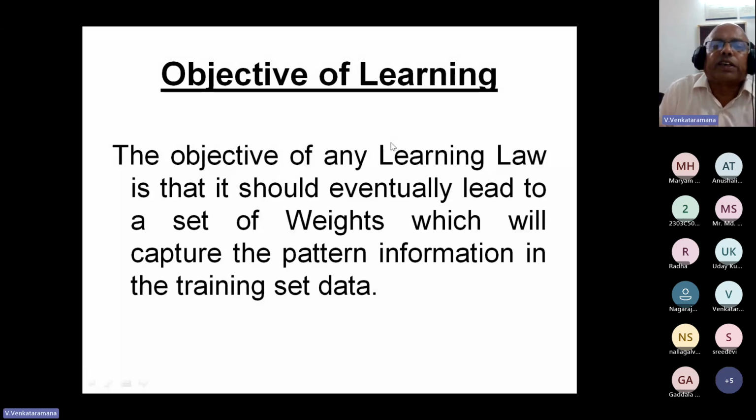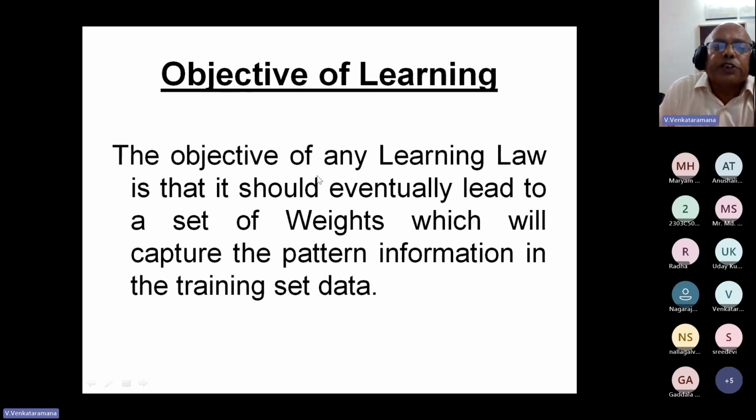Then, in one sentence, what is the objective of the learning law? A learning law may be supervised or unsupervised. In the supervised case we have seen three types, and in the unsupervised, two types. Whatever it may be, we are computing the change in the weight expression. What is the need for that change? I should update my weights.